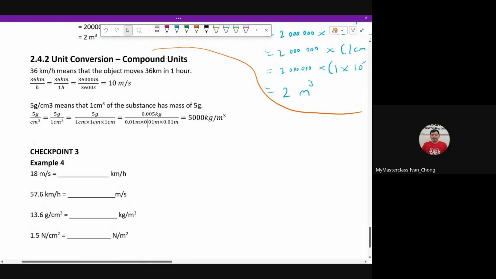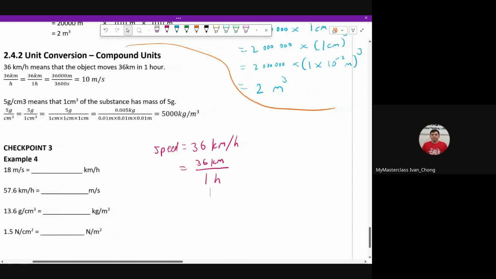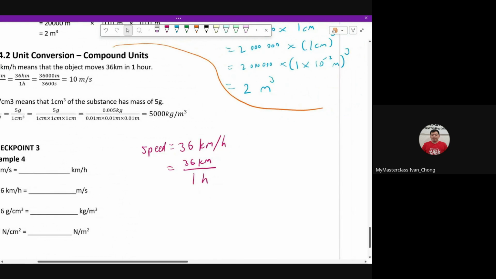Now, if you notice over here, the first one, speed is 36 kilometers per hour. What does that mean? It means 36 kilometers over 1 hour, because 36 divided by 1 is still 36, right? So this is just 36 kilometers per hour.